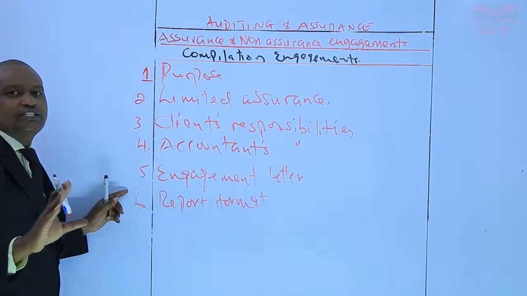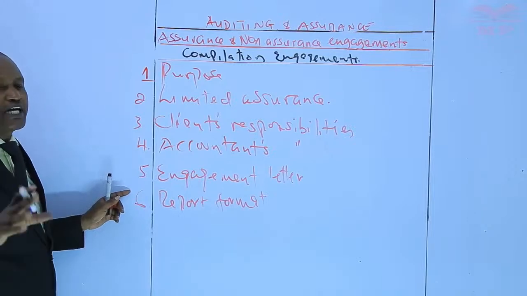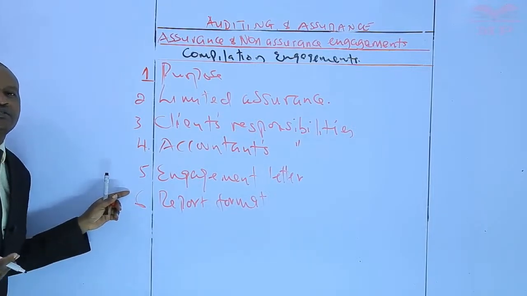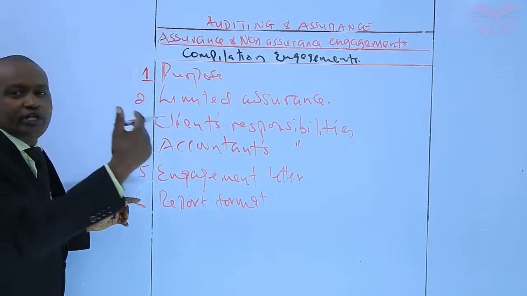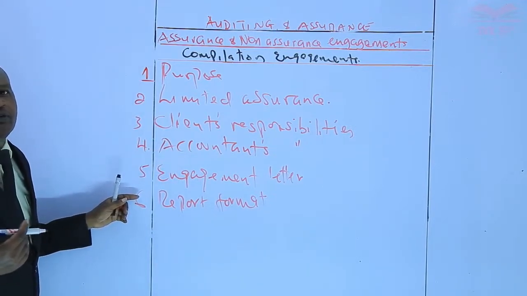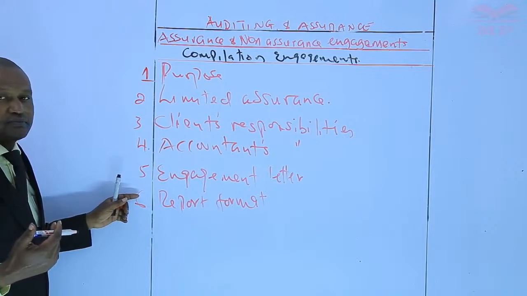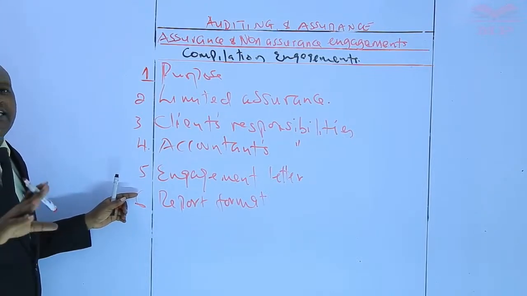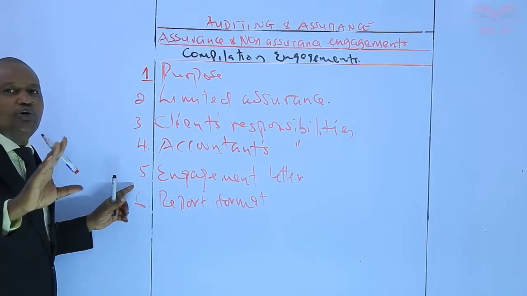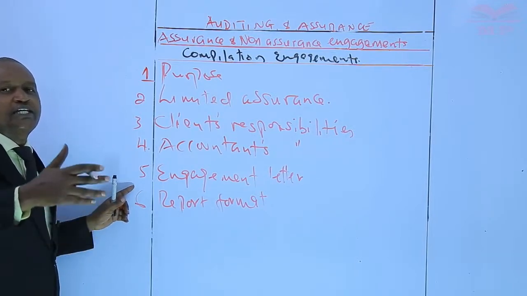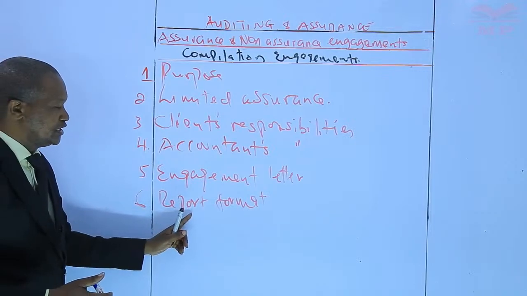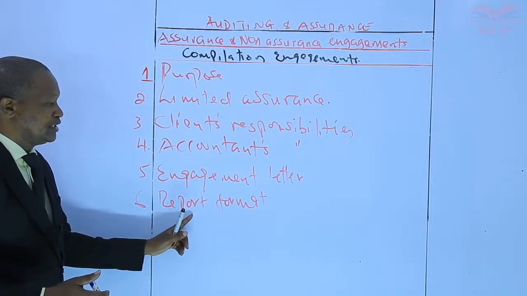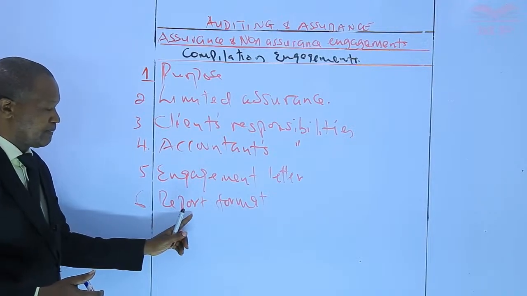That report indicates that the financial statements have been compiled but do not provide any assurance on their accuracy. It clearly says that no audit or review procedures have been performed. That is important to indicate in a compilation report.